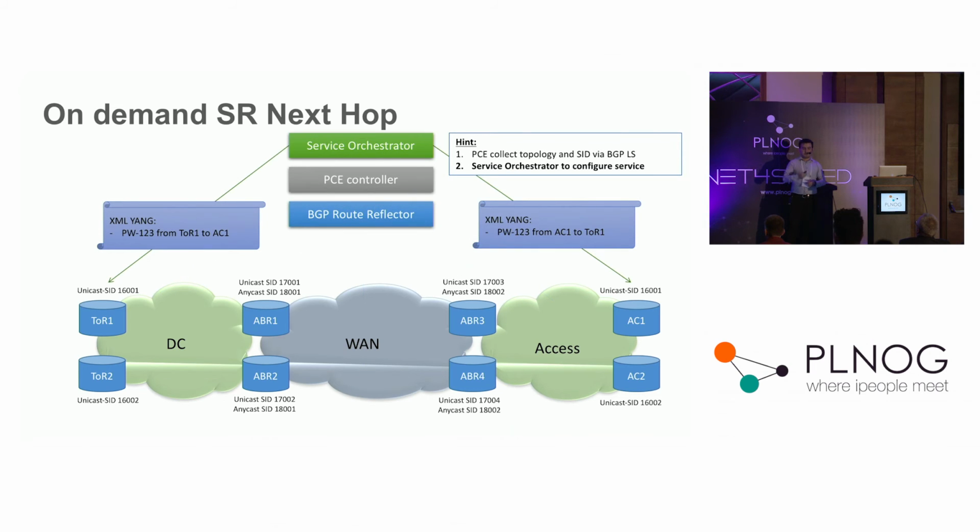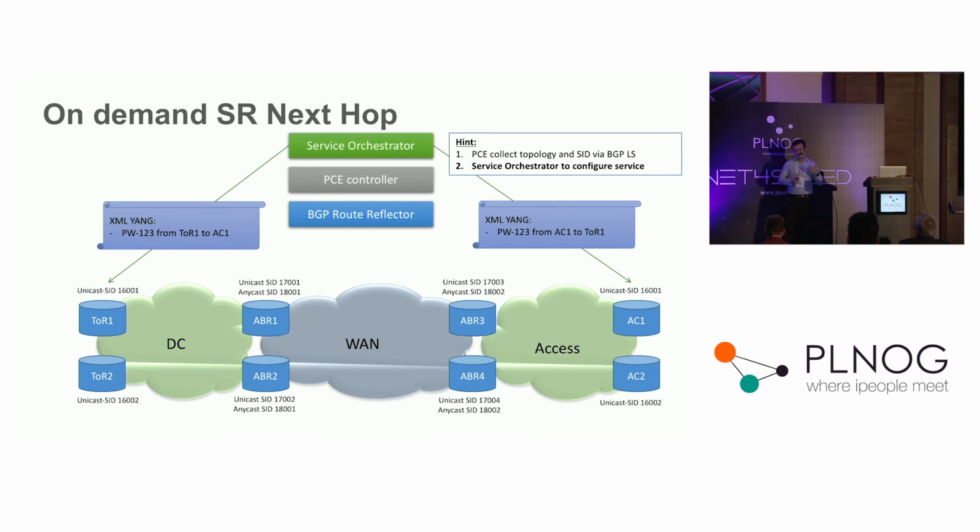And the service orchestrator now, for example, an application or a new customer comes and says, you know, I need a new service, and you go to the service orchestrator and say, okay, I want a new service. The service orchestrator now goes down to the edge device, in this case, the top of rack device, right? Using some YANG models, right, in XML format, and says, hey, go and create a new pseudowire. In this case, pseudowire 123 that goes from Tor1 to AC1, okay?